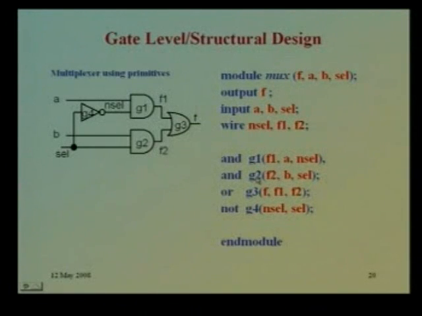This instance name should be unique. G1, G2, you cannot give G1 and G1. It will not take. This should be unique. And similarly, you can connect your ports, right? So like that, you can do your structural design. Clear?